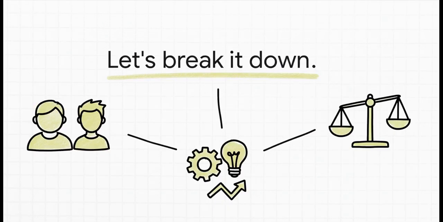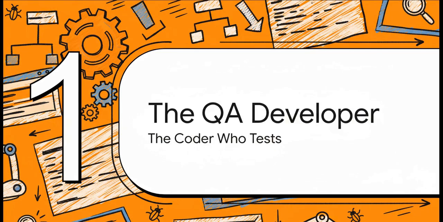So, over the next few minutes, that's exactly what we're going to do. We're going to break down what each of these roles really entails. We'll start with the QA developer, then we'll move on to the senior test engineer, and then we'll put them head to head so the differences become crystal clear. All right, let's get into it. First up, the QA developer.